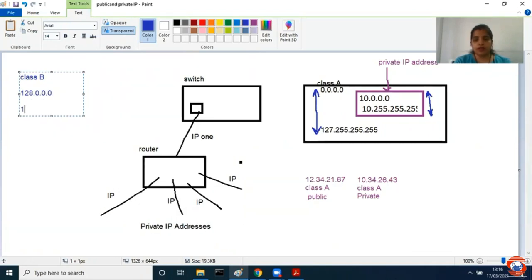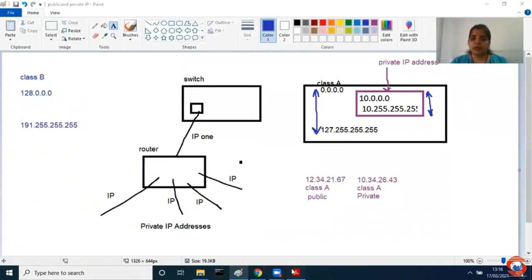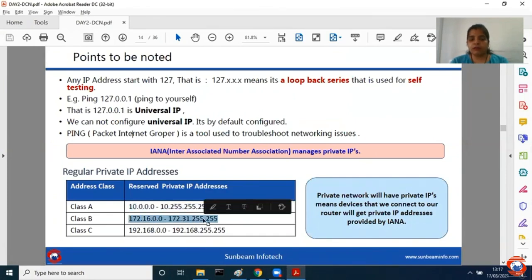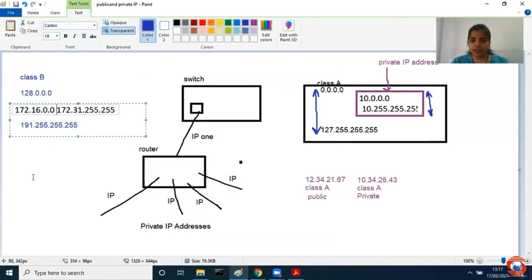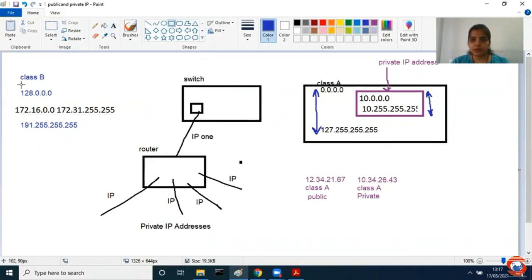128.0.0.0 से to 191.255.255.255, ये मेरा class B का range है, right? But class B में, if I say class B, private IP addresses range is fixed, which is this one. Okay, ये इसी range में आता है.